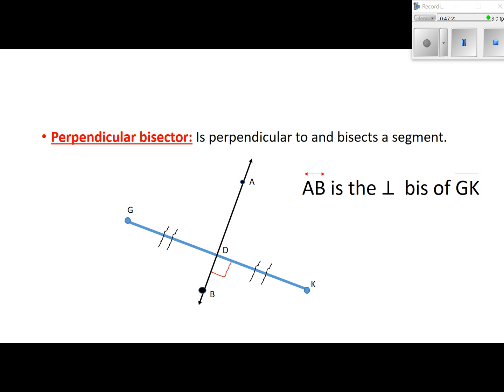What's it tell us about all 4 of these angles right here? They're all right angles. What's it tell us about these 2 segments? They're congruent. That one little short sentence told us 6 things about that picture. So AB is a perpendicular bisector.